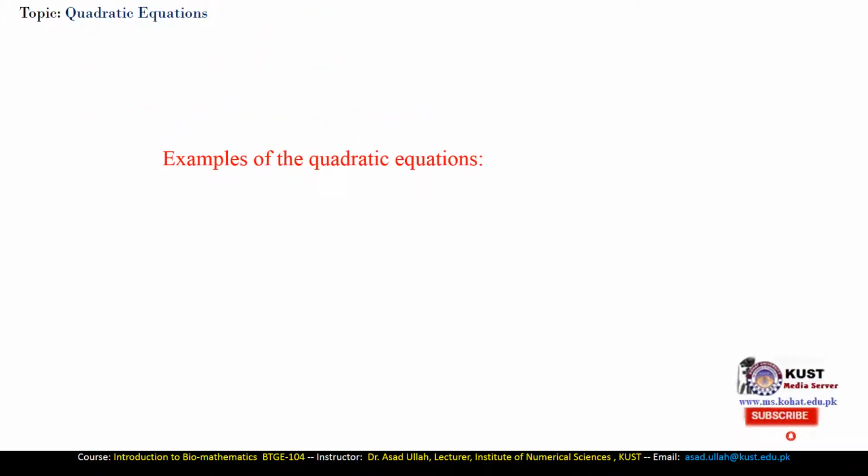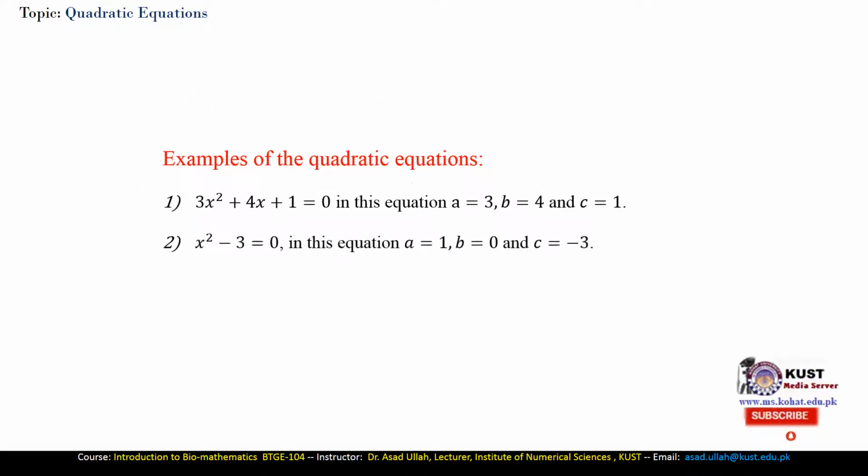Examples of quadratic equations. In example number 1, 3x² + 4x + 1 = 0 is a quadratic equation. Comparing this equation with the standard form, we get a = 3, b = 4 and c = 1. In the second example, we have the quadratic equation x² - 3 = 0. In this equation, the coefficient of x² is 1, so we get a = 1. There is no x in this equation, so the coefficient of x is equal to 0, so we get b = 0. And similarly, c = -3.